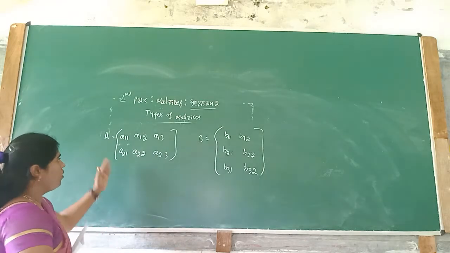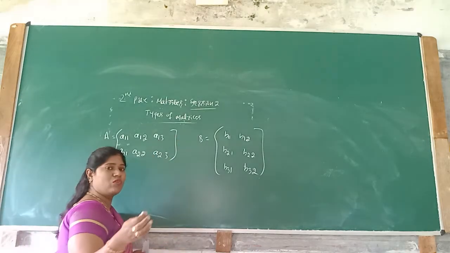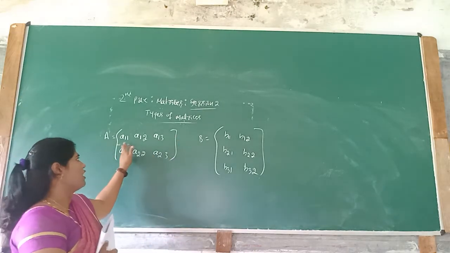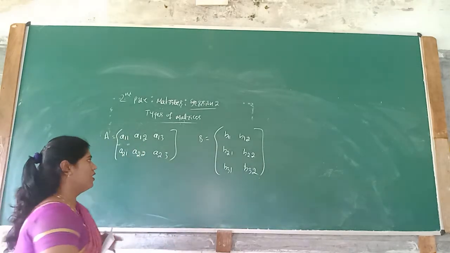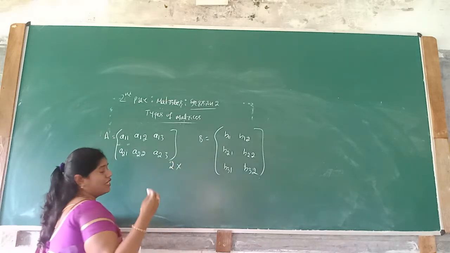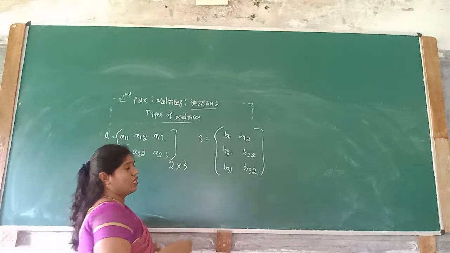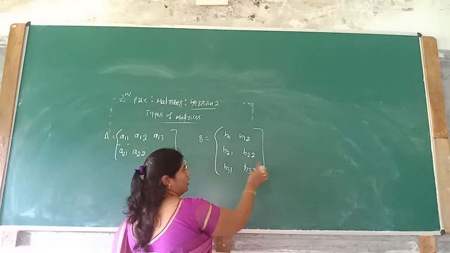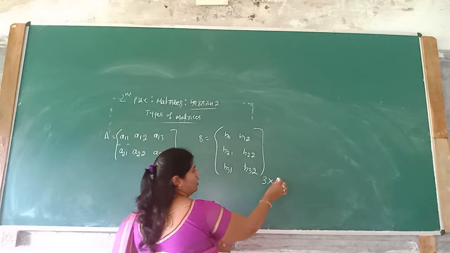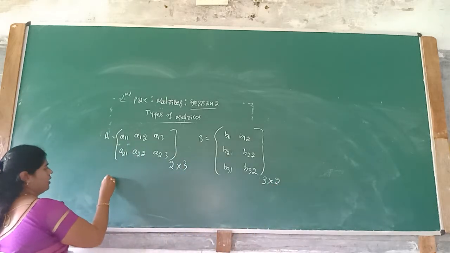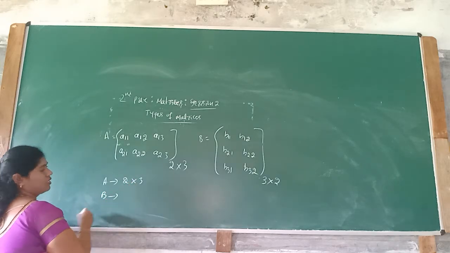What is the order here? This is very important. How many rows are here? There are 2 rows, because each forms a horizontal line. How many columns are here? There are 3 columns. In B, how many rows? First row, second row, third row: 3 rows. And how many columns? First column, second column. So A is a matrix of order 2 cross 3 and B is a matrix of order 3 cross 2.